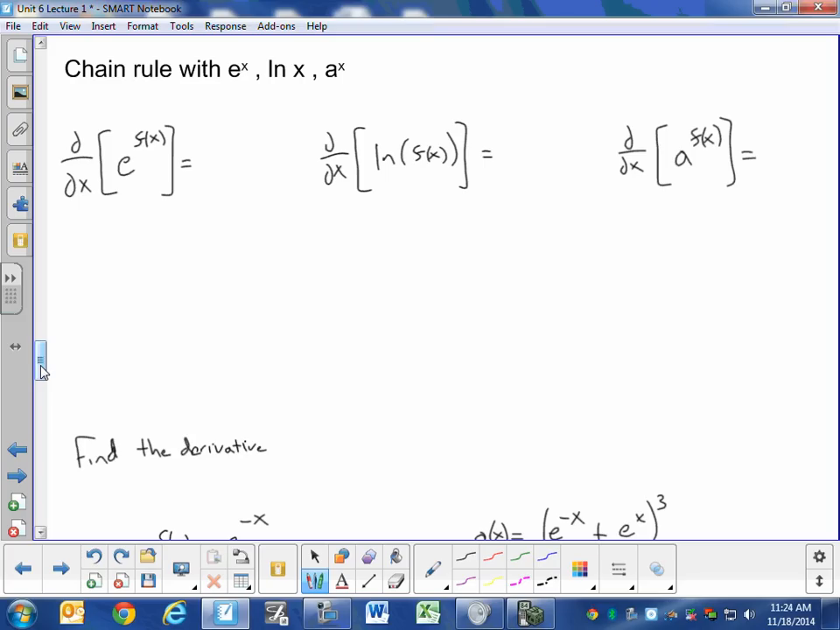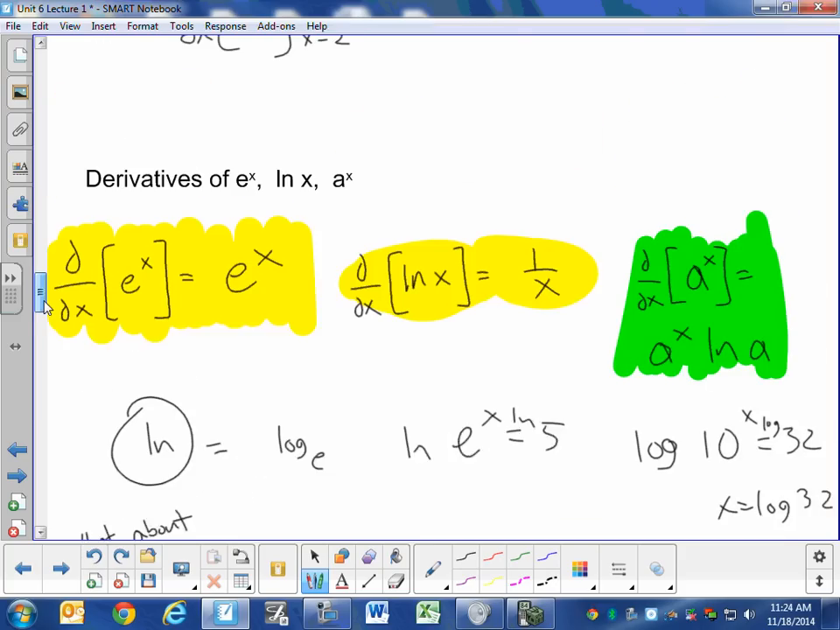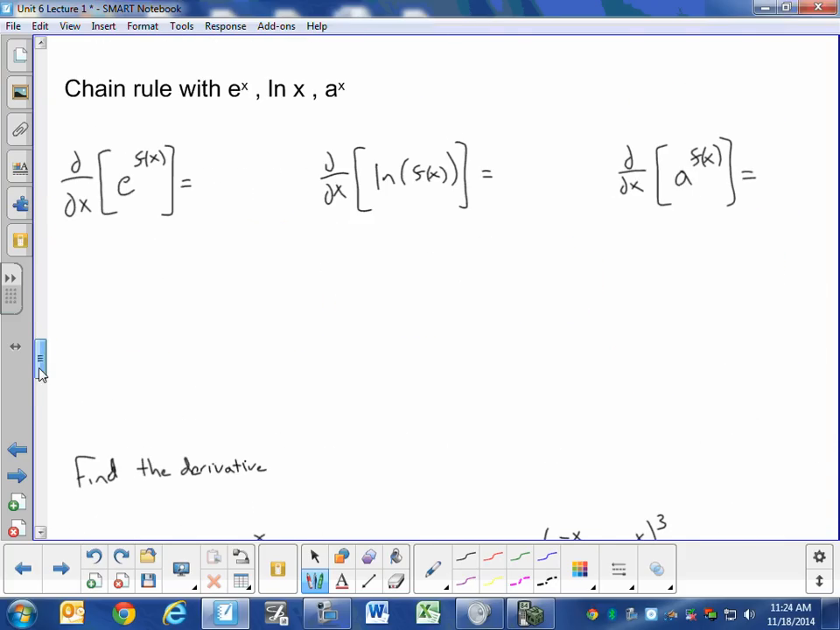Now, let's talk about if we have a chain rule situation with e and log and a. So let's now focus more on the derivative rules we just learned, which were the derivatives of e, log, and a. If I have e to a function, or log of a function, or a to the function, I'd have to take the derivative of this using the chain rule.